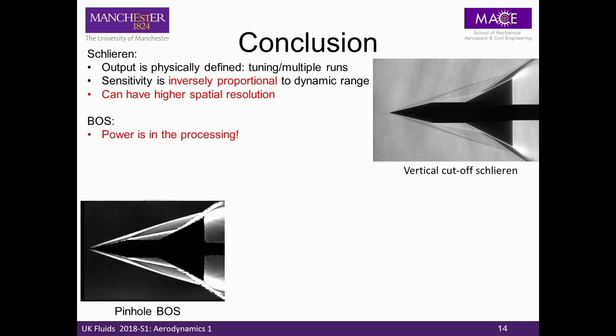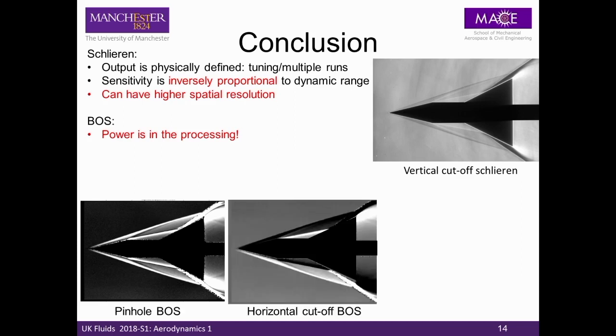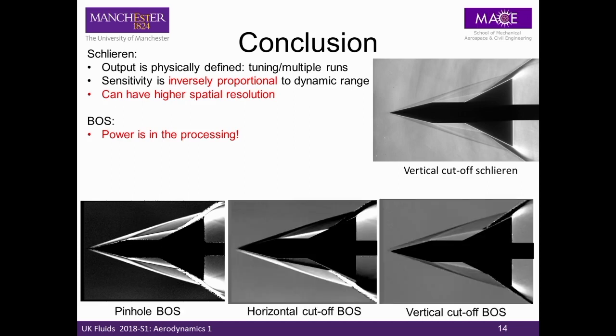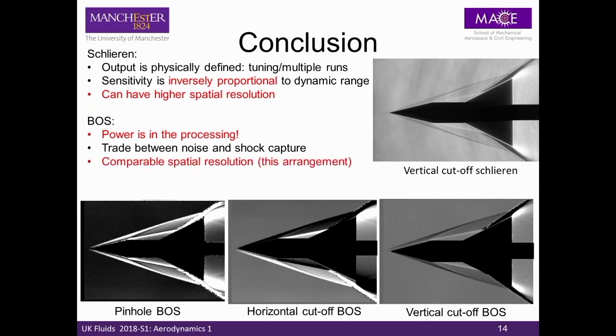So for one single BOSS run, we can get magnitude or pinhole BOSS, horizontal cutoff, and vertical cutoff. So the 2 images directly above each other are equivalent in BOSS and in Schlieren. There is a trade-off between noise and shock capture, as I discussed in the processing study. There is comparable spatial resolution, at least in this arrangement.